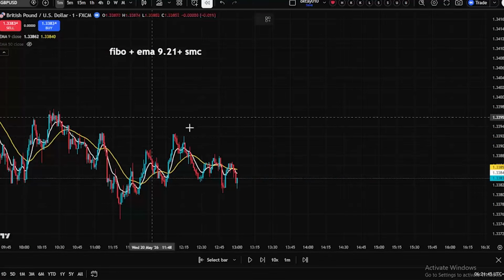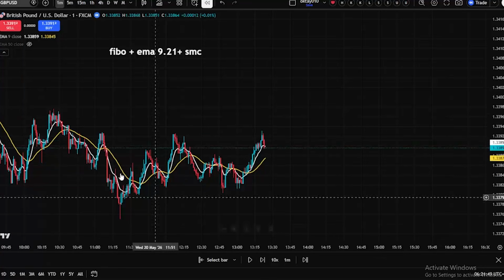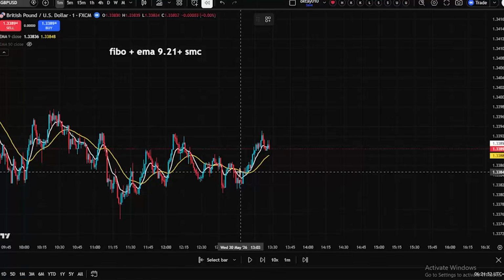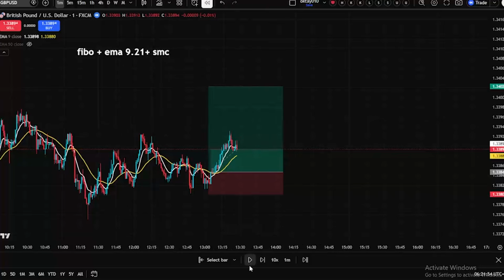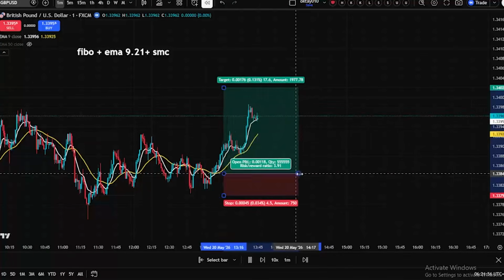The golden tip of trading psychology. Trade with low leverage and proper risk management without stress. Don't be greedy and only enter when the conditions of EMA plus Fibo plus smart money are in harmony.